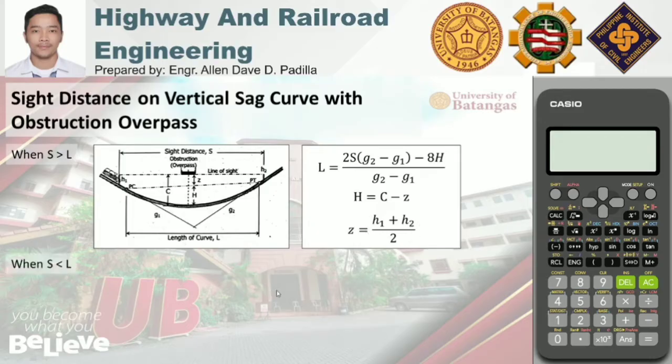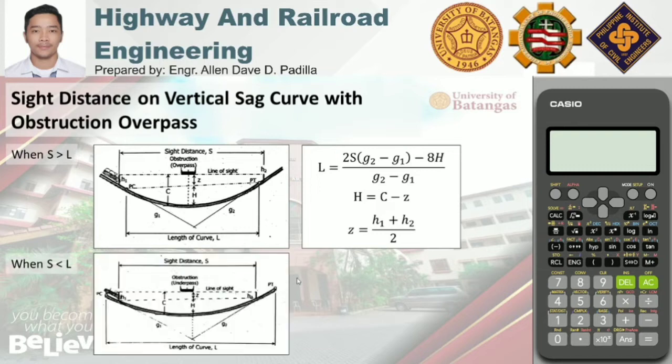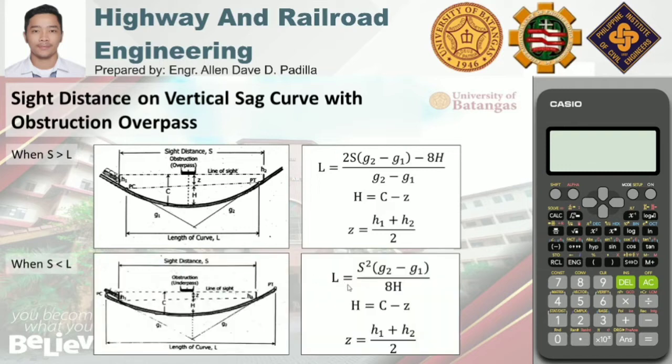And then, for when S is less than L, ito yung figure. L is equal to S squared multiplied by G2 minus G1 divided by 8H. Still, H is equal to C minus Z, and Z is equal to H1 plus H2 divided by 2.